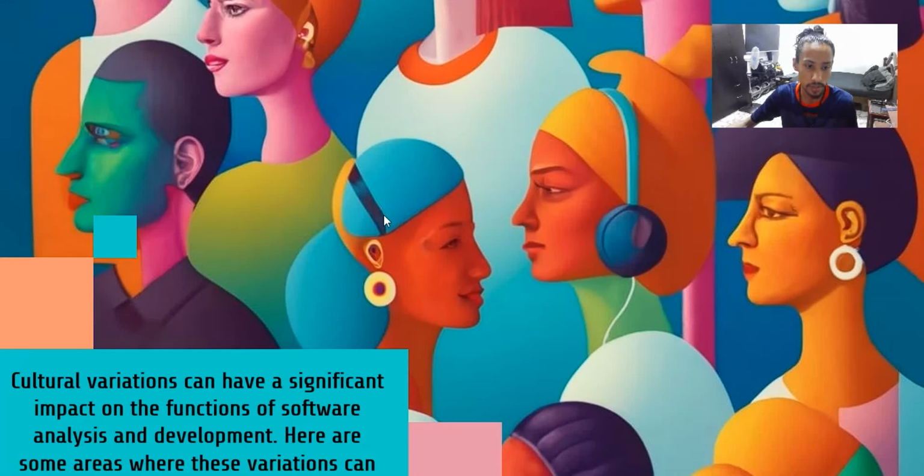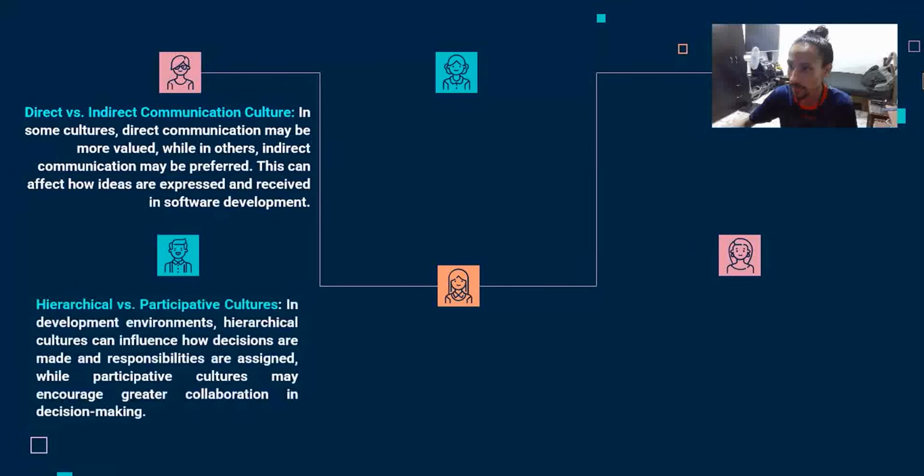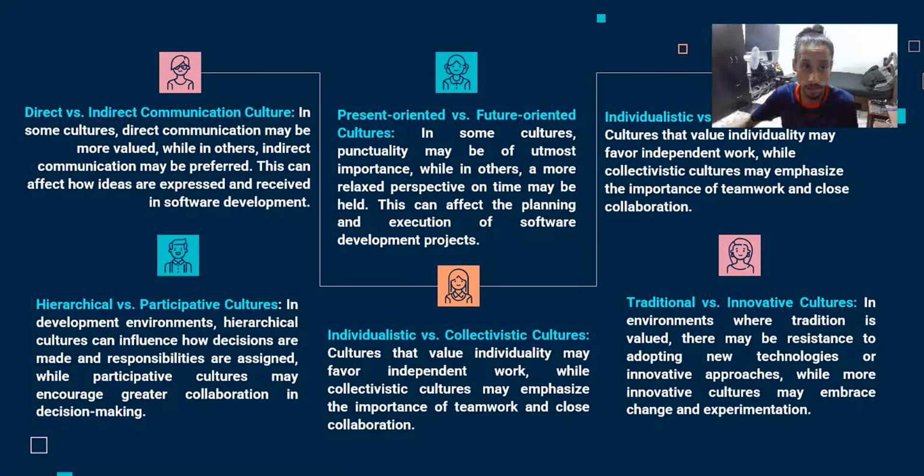Well, on this topic, we can talk about how cultural variation can have a significant impact on the function of software analysis and development. Here are some areas where these variations can influence. For example, direct versus indirect communication cultures. In some cultures, direct communication might be more valued, while in others, indirect communication might be preferred. This can affect how ideas are expressed and received in software development, of course.